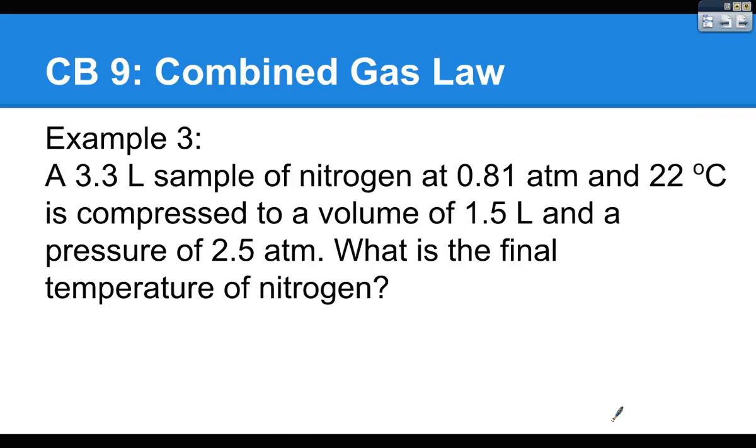All right, example number 3. A 3.3 liter sample of nitrogen at 0.81 atmospheres at 22 degrees Celsius is compressed to a volume of 1.5 liters and a pressure of 2.5 atmospheres. What is the final temperature of the nitrogen? So jot that problem down, pause the video if you need to. Okay, so here we have it. Again, identify our givens, and then identify our unknown.